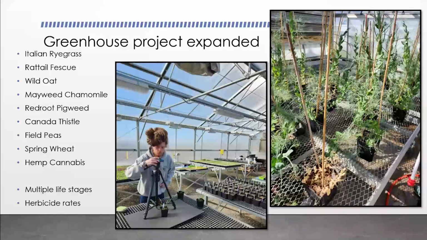After seeing some of these differences in efficacy between plant species in the field, we decided to test next generation active ingredients on different species in a greenhouse setting. These plant species included both grass and broadleaf species of both weeds and crops, tested at multiple life stages with varying herbicide rates.